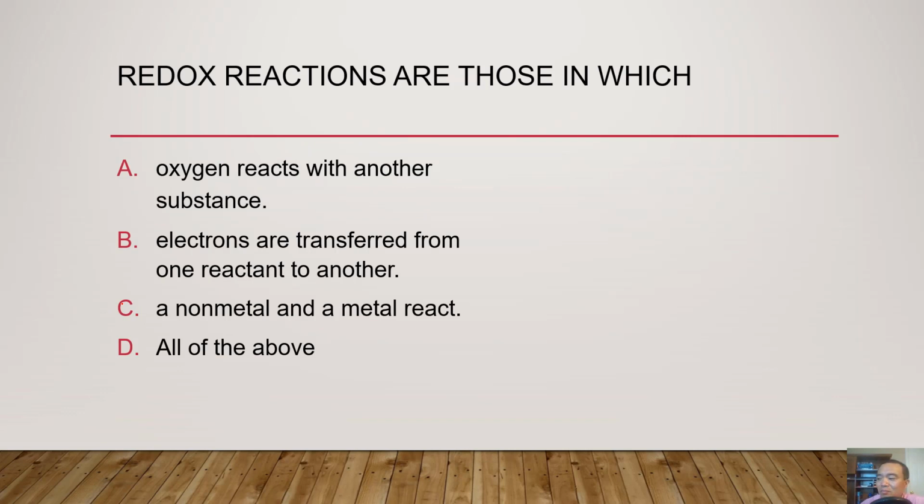What about redox reaction? Don't spend too much time on redox reaction, except for that statement you need to know: in the reaction, if you see any element involved, that reaction must be a redox reaction. Let's look at this question. Redox reactions are those in which oxygen reacts with another substance. Yes, that's correct. Or electrons are being transferred from one reactant to another. That's also correct. When you see a metal and a non-metal react, that means you have elements being involved, right? So it is also a redox reaction. So all of the above are correct.